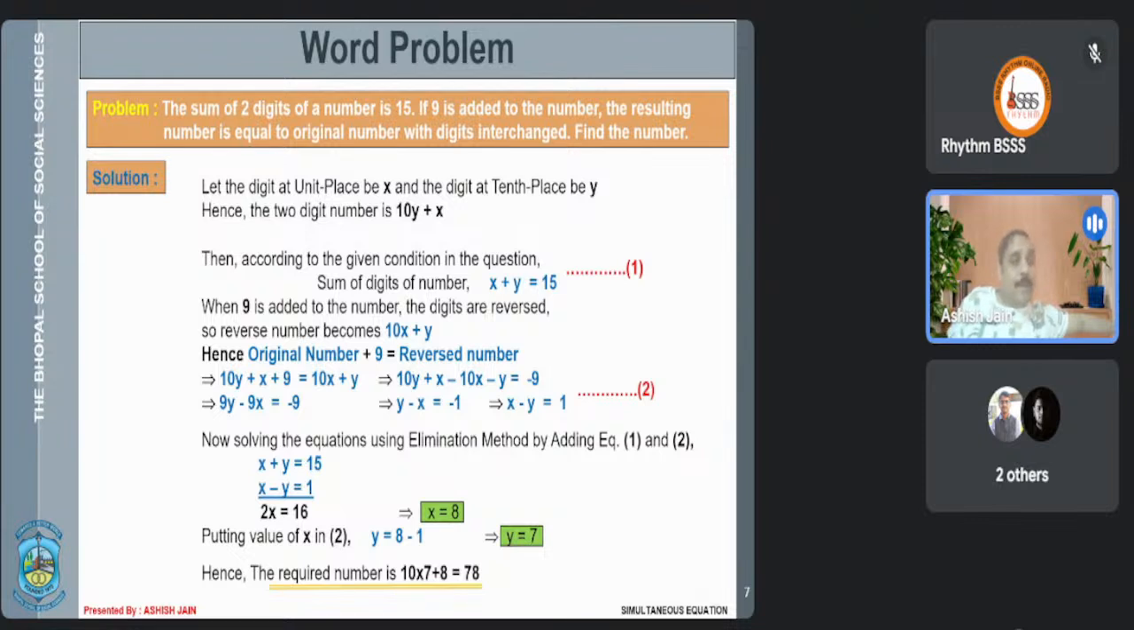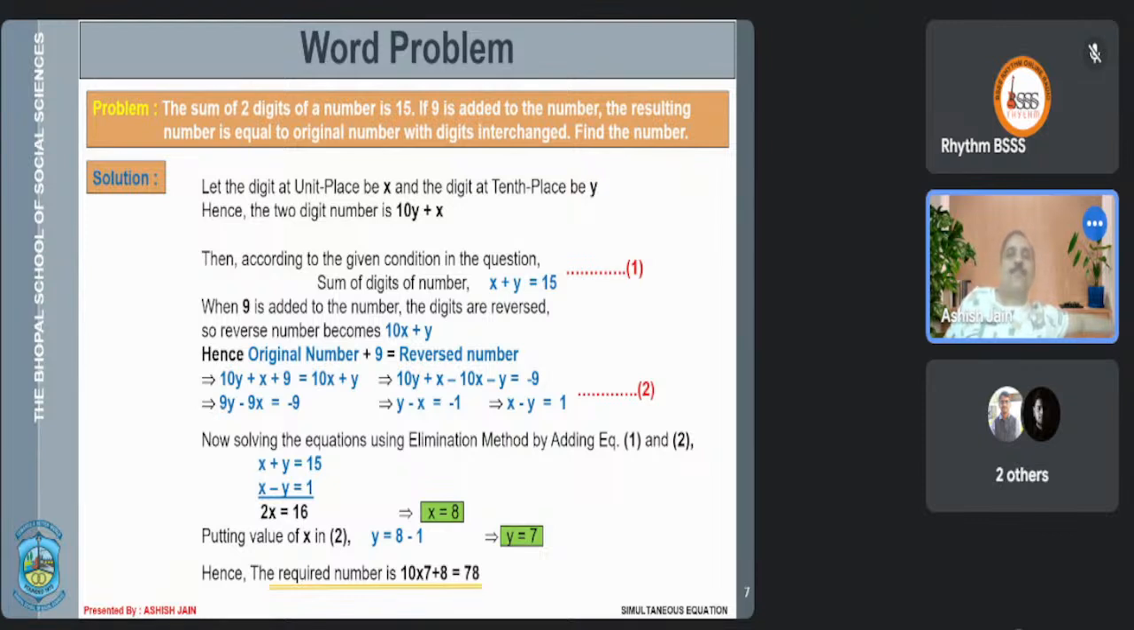अब नंबर क्या है हमारा? हमारा नंबर है 10 times y plus x. मतलब 10 times 7 plus 8, which is 78. एक बार इसको ध्यान से देख लीजिए. The sum of two digits of a number is 15. If 9 is added to the number, the resulting number is equal to original number with digits interchange. Find the number. This is an important question.